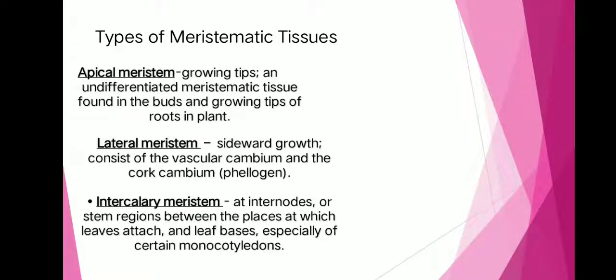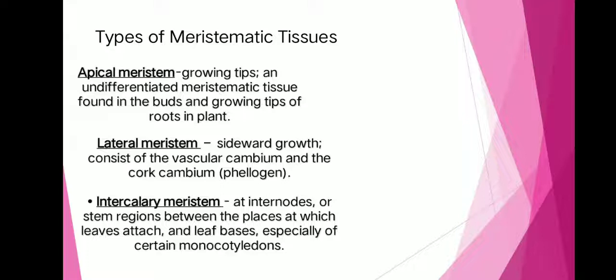Types of meristematic tissues. Apical meristem, the growing tips: undifferentiated meristematic tissues found in the buds and growing tips of roots in plants. Region of cells capable of division and growth in the root and shoot tips in plants. Lateral meristem, sideward growth, consists of the vascular cambium and the cork cambium, phellogen, that is arranged parallel to the sides of an organ and that is responsible for increase in diameter of the organ.